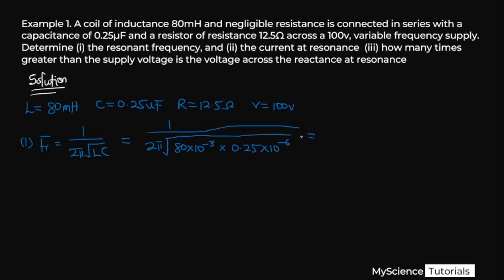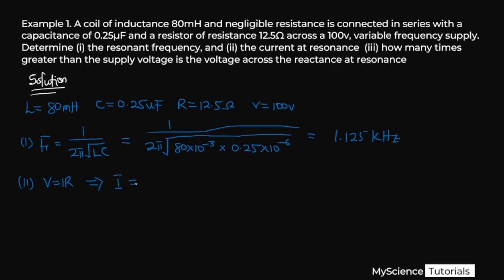If we compute everything into our calculator, our resonant frequency is equal to 1.125 kilohertz. So this is what we are going to get as our resonant frequency. Now II, the current at resonance. To find the current at resonance, we establish the fact that V is equal to IR when we have resonance in an RLC series circuit, so we don't need to find Z, the impedance. From here, we can make current the subject.